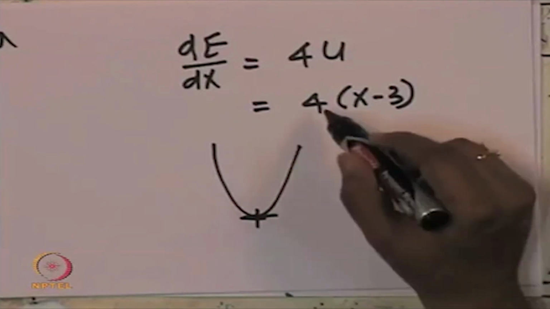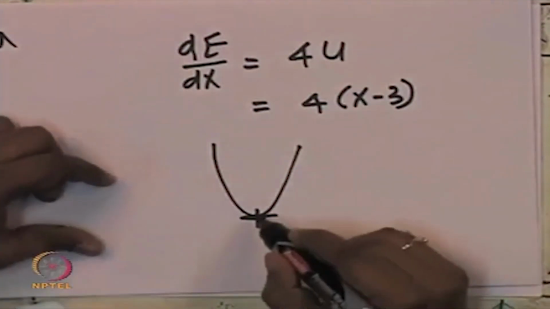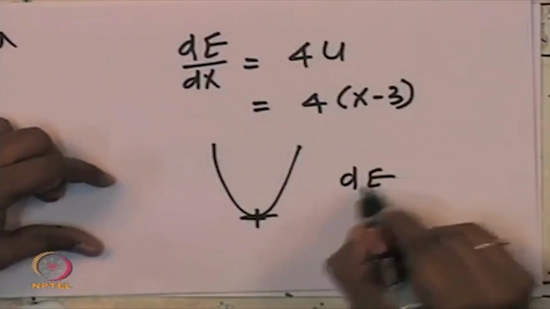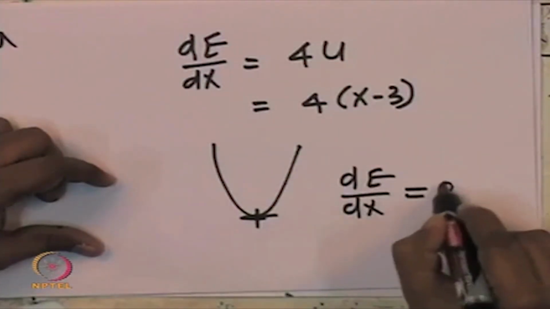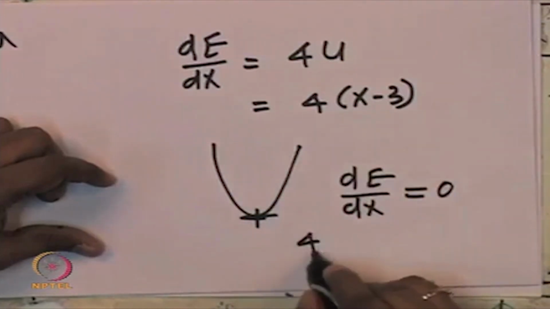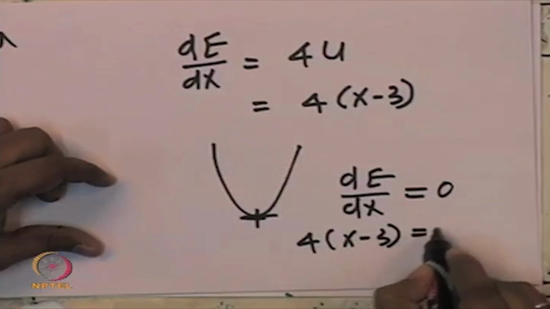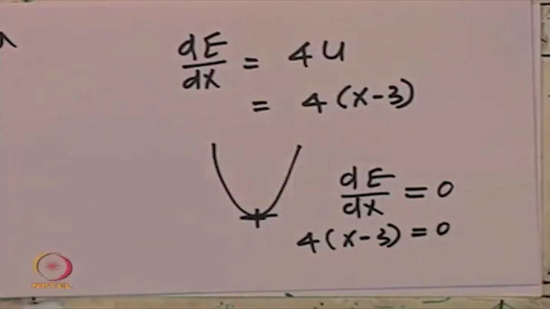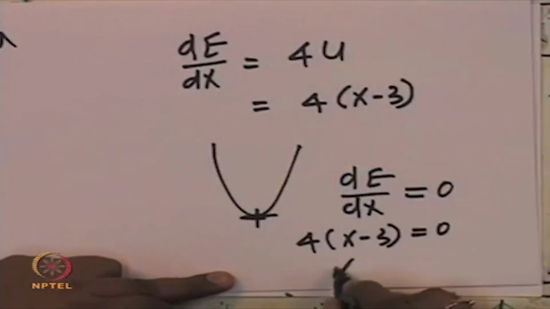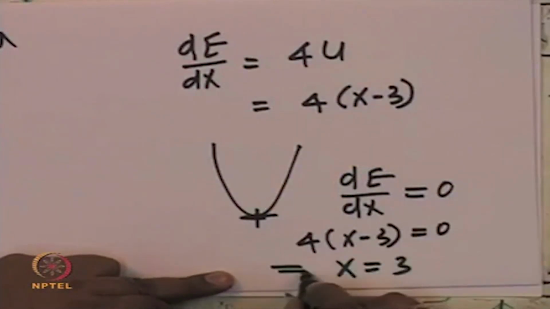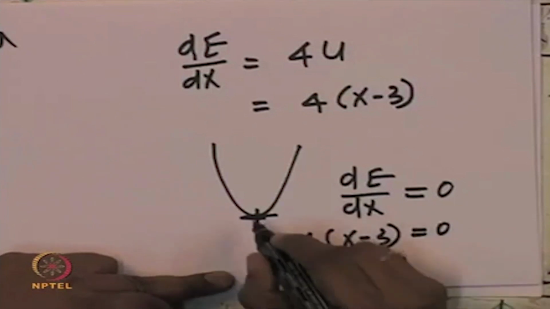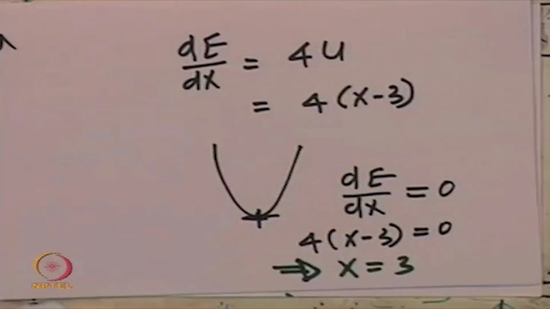So, we equate this derivative equal to 0. At this particular point dE by dx has to be 0. That means 4 into x minus 3 is 0. What does it mean? 4 is not 0, so x minus 3 has to be 0. x minus 3 equal to 0 means x equal to 3. So, the result of this is that x equal to 3, and this point is nothing but x equal to 3.